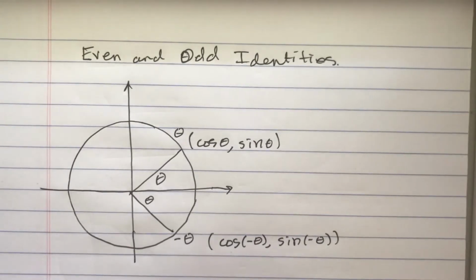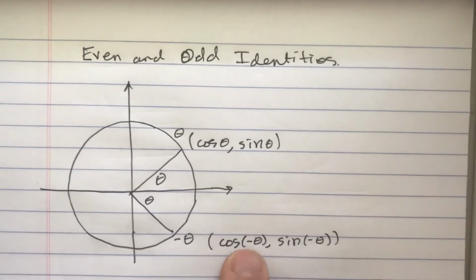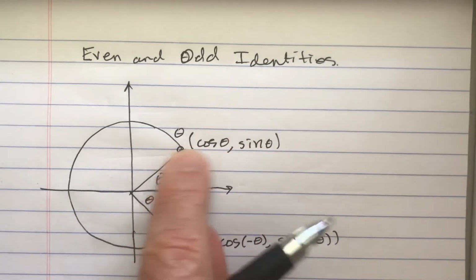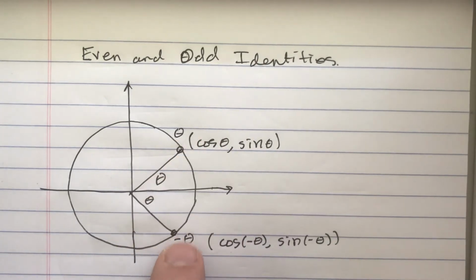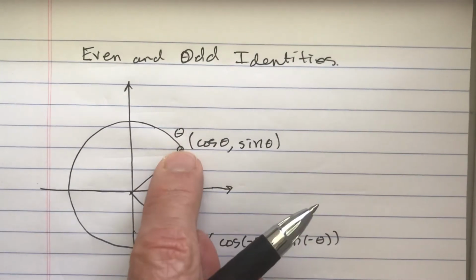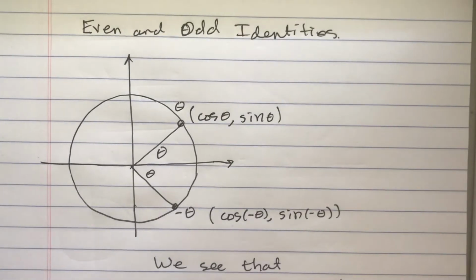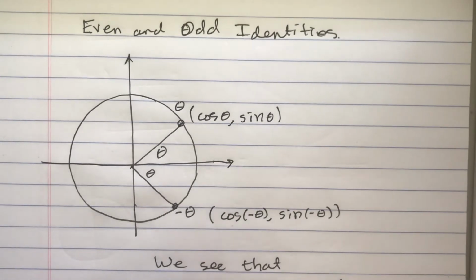But we can see that cosine of negative theta is the same as cosine theta. So they have the same x-coordinate at that point. And we can see that this y-coordinate, where it's theta, is the opposite of the y-coordinate at negative theta. So sine of negative theta is the opposite. It goes the opposite direction, has a negative in front of the y-coordinate up here. So this is an even, and this is an odd.